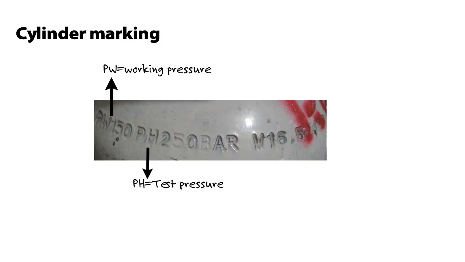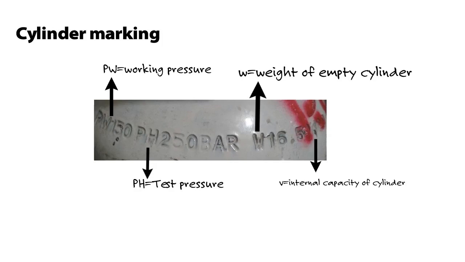In this example, we'll find that PW, which stands for the working pressure, is 150 bars and it is followed by the symbol PH, which stands for the hydrostatic pressure or the test pressure, and is 250 bars. This is followed by W, which stands for the weight of the empty cylinder and is 16.5 kgs in this case. Then comes the number 10, and this stands for the internal capacity of the cylinder.